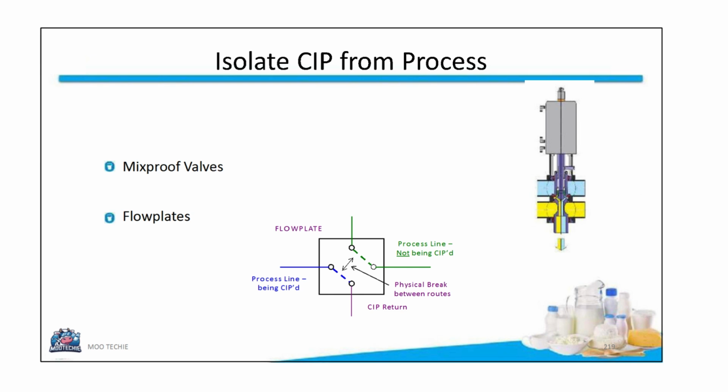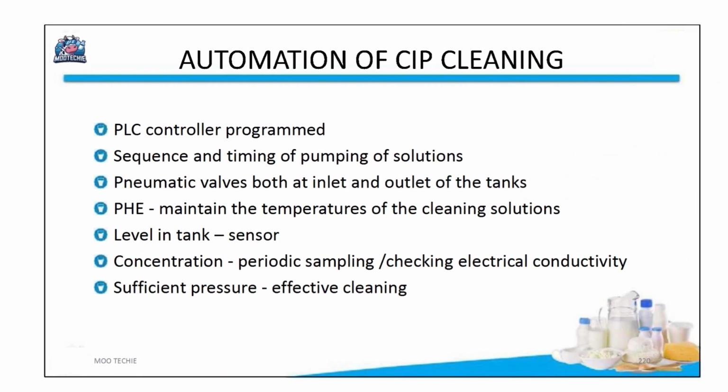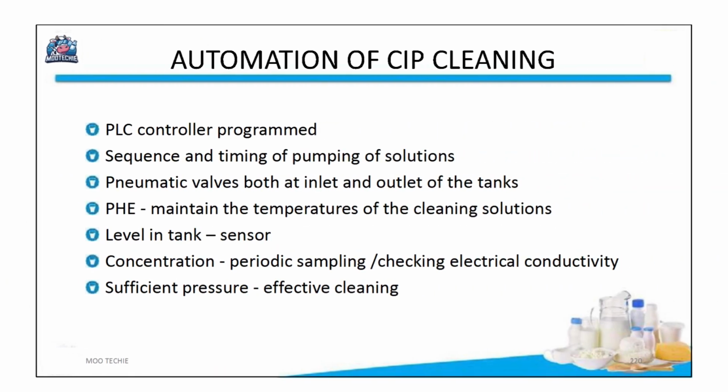Finally, we come to the automation of CIP cleaning. Automation is typically controlled by a PLC, or programmable logic controller, which is programmed with the sequence and timing for pumping solutions. Pneumatic valves are used at the inlets and outlets of tanks. A plate heat exchanger, or PHE, is used to maintain the temperatures of the cleaning solutions.